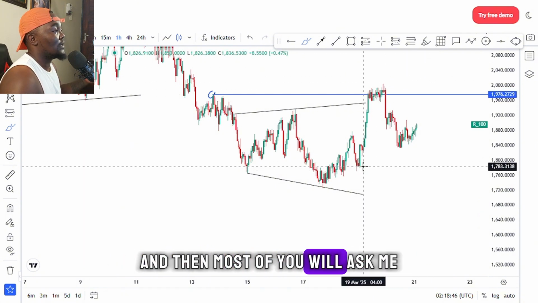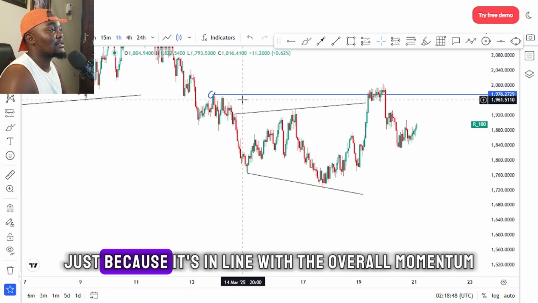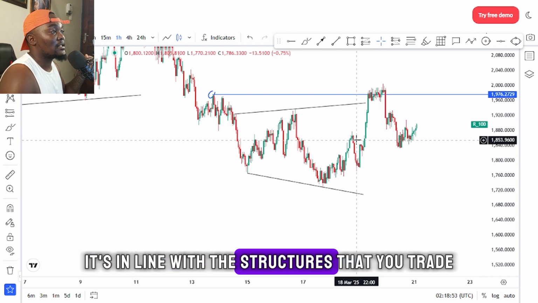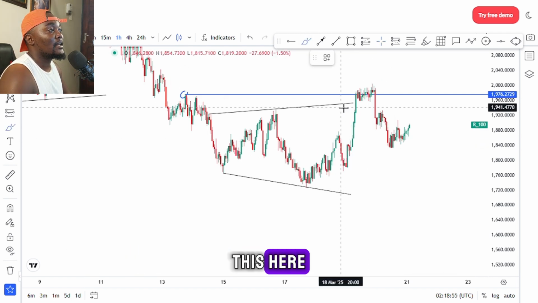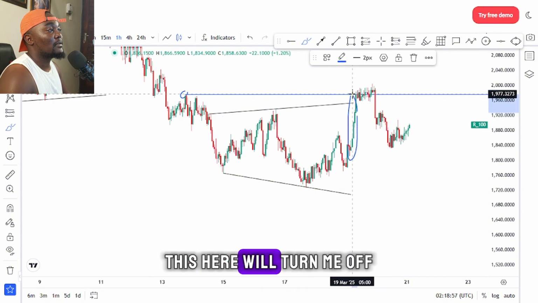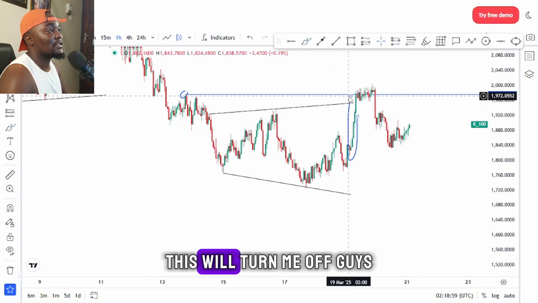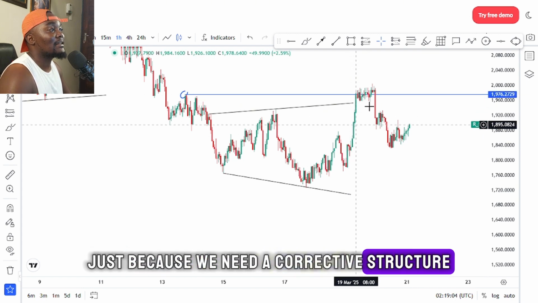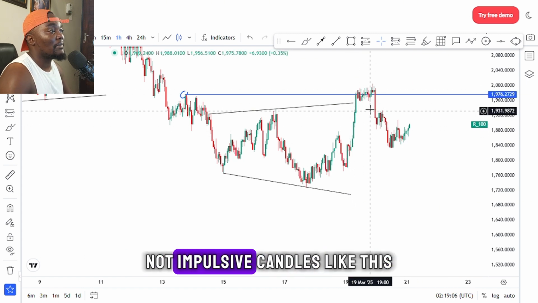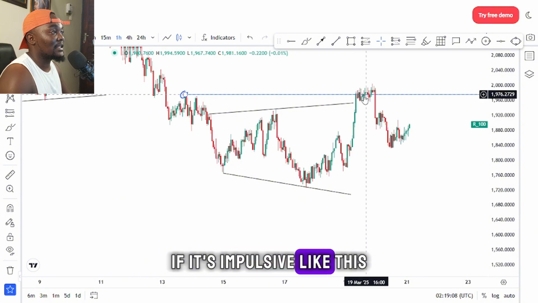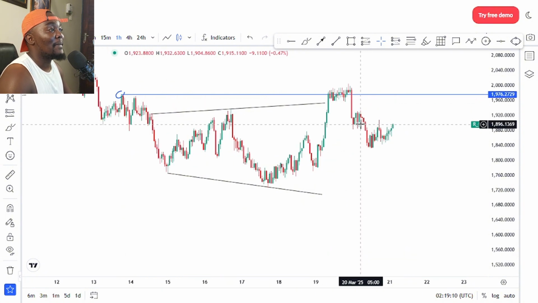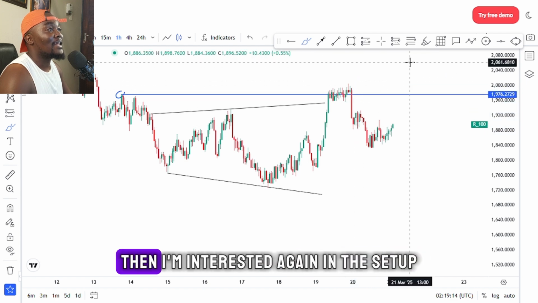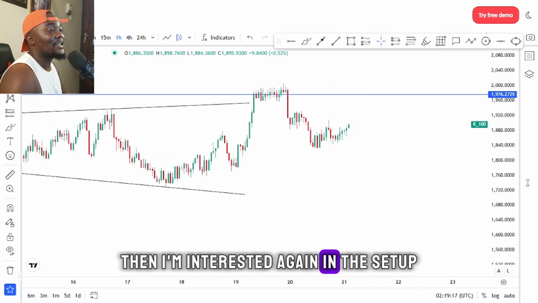And then I wouldn't take this trade. Most of you will ask me, why are you not taking the trade? Just because it's in line with the overall momentum, it's in line with the structures that you trade. Here this will turn me off, guys, just because we need a corrective structure reaching areas of interest, not impulsive candles like this. If it's impulsive like this, I'll be having second thoughts. But up until this push down here, then I'm interested again in the setup.